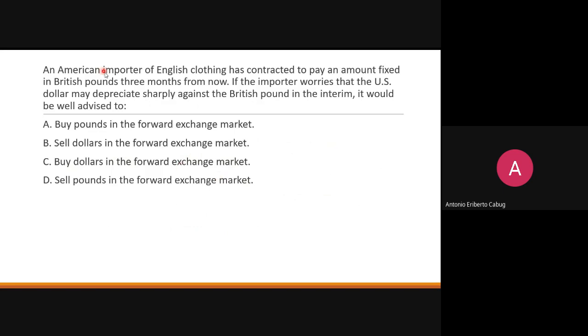Okay? Example, if you are an American importer of English clothing, contracted to pay an amount fixed in British pounds. So in the future, you would need British pounds. What will you do? You buy pounds in the forward exchange market, meaning you're going to buy them, set the price now, although you will take possession in a future date.